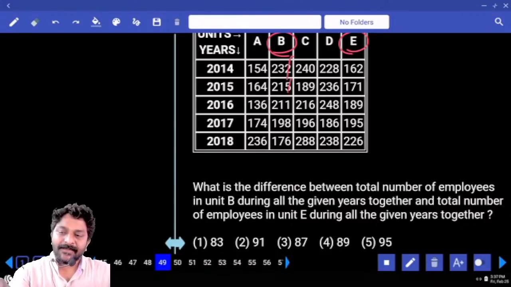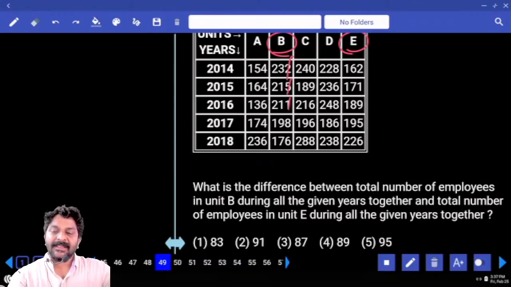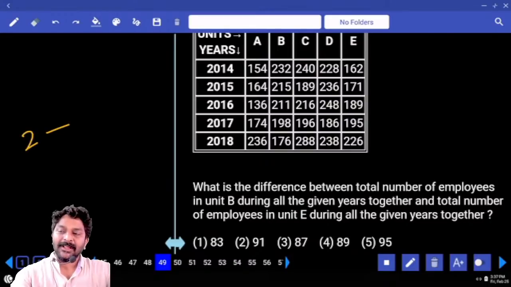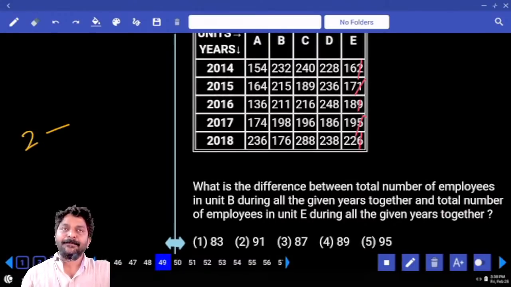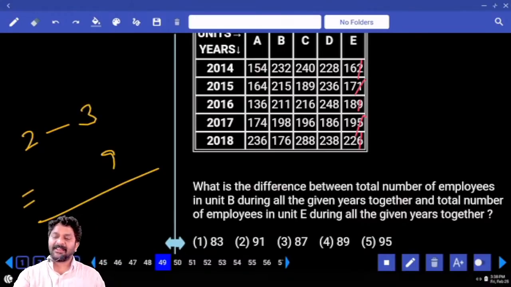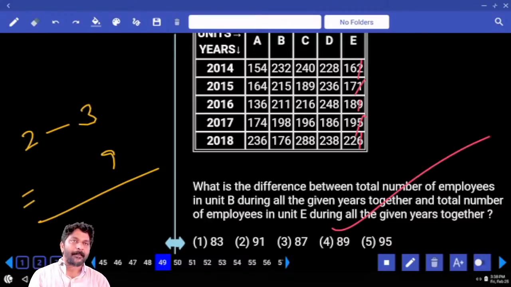2 plus 5, 7 plus 1, 8 plus 8, 6 plus 6. The B value ends with 2, minus the E value. 9 plus 1, 0, 0 plus 2, 2 plus 5, 7 plus 6, 3. So 2 minus 3, the answer must end with... How many options are ending with 9? Only one, the fourth one. Final.